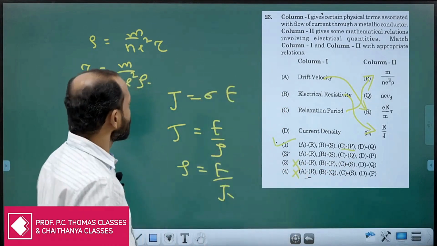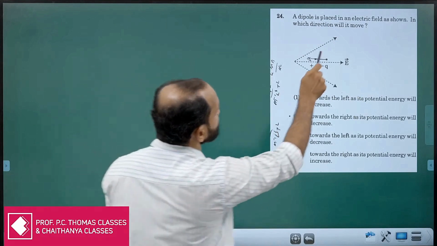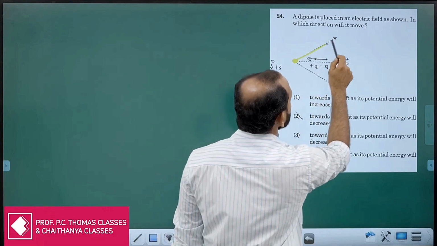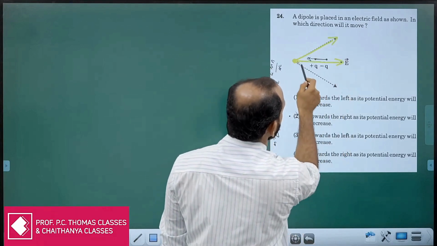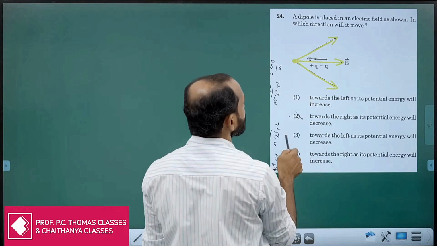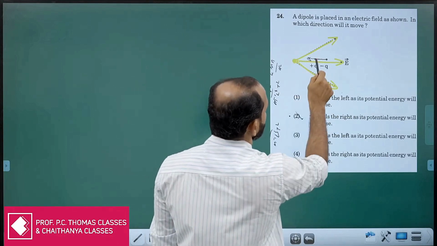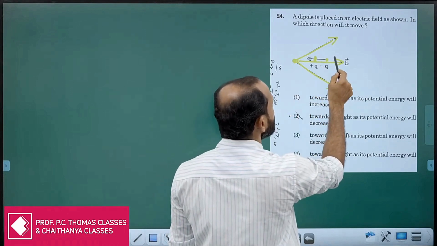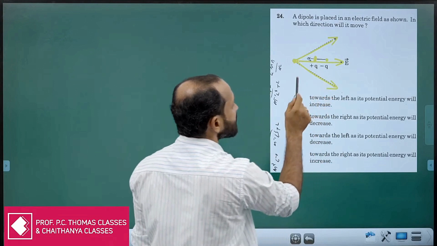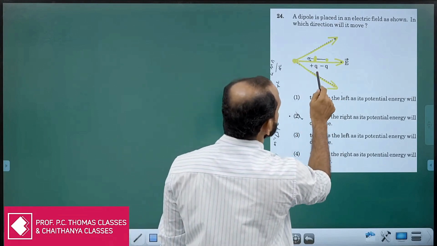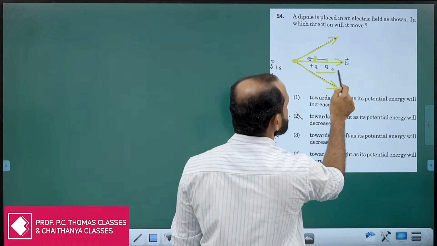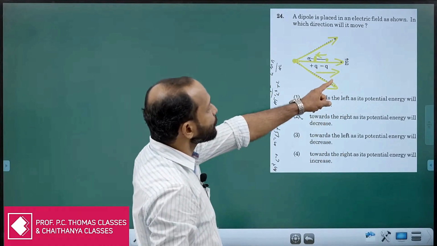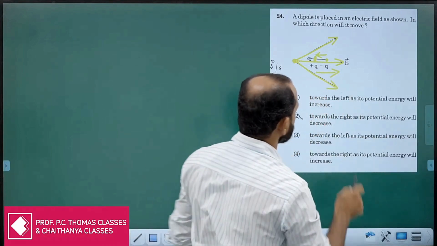C is little tough. 24th one. Dipole is placed in external electric field. It can be seen that it is a diverging electric field. Diverging means that is non-uniform. Maybe this electric field is due to a point positive charge. At the side of plus Q, field strength is more. At the side of minus Q, field strength is less. Plus Q will be accelerated in the direction of field, so plus Q will have a force towards right. Minus Q will have a force towards left. Force on plus Q is greater, so it will be shifted towards right.